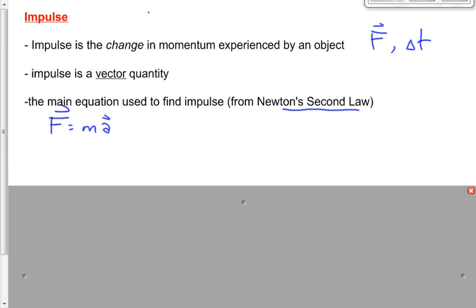Now, what I'm going to do here is replace a with delta v over delta t. Is that okay to do? Yeah, acceleration is change in velocity over change in time. So if I wanted to replace a with delta v over delta t, I can. Now I'm going to rearrange this a little bit. I'm going to take the t up by multiplying. It becomes F times t equals m times delta v. So far, so good?